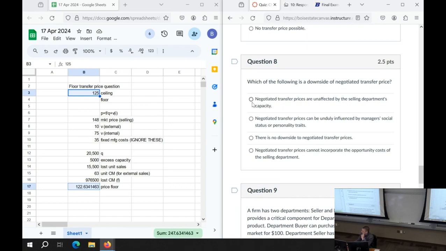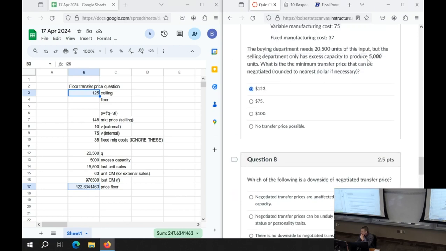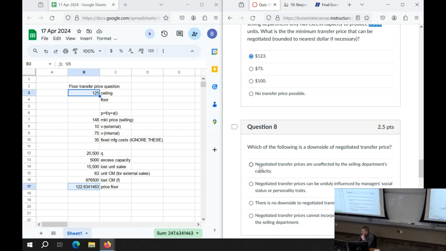All right, which of the following is a downside of a negotiated transfer price? Is it a downside that negotiated transfer prices are unaffected by the selling department's capacity? Is that true? Was this number here affected by this excess capacity? Yeah, we had to include it in our calculations. So this is not true. This is not a downside of negotiated transfer prices because it's not true.